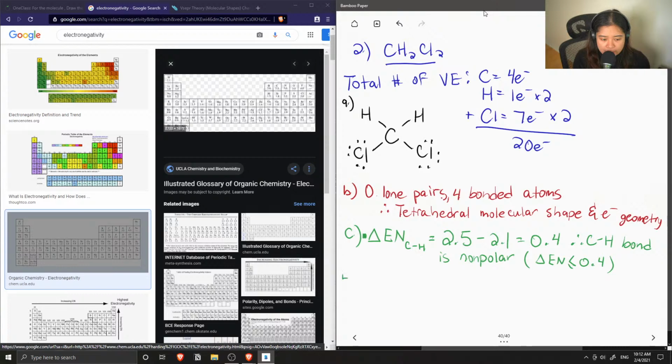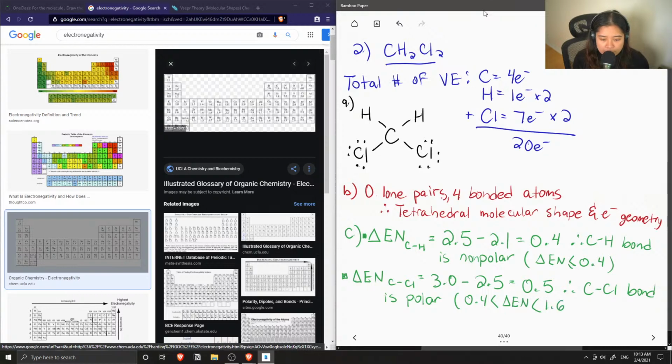Okay, so now let's calculate the electronegativity difference between carbon and chlorine. So chlorine's electronegativity value is 3, and carbon's was 2.5. So the difference between these two is 0.5. The carbon-chlorine bond is polar. So this is because its electronegativity difference is greater than 0.4, but less than 1.69.